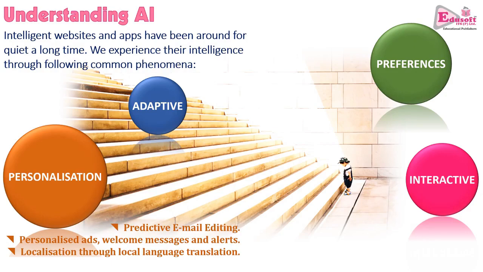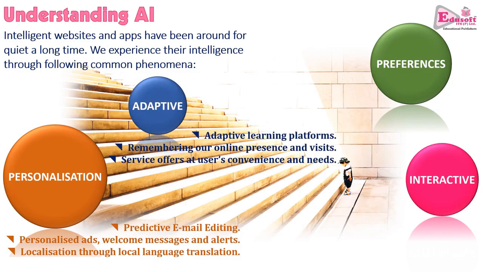The keywords are suggested. We see personalized ads, welcome messages, and a lot of alerts on our mobile phones when we are browsing, which are personalized to our likes and dislikes. Then there is localization through local language translation. If I'm speaking my native language, the website offers to translate into my native language. Many apps have their services available in the language which I understand. The major languages, Hindi or Spanish or French, are not the only ones now. When we talk about localization, even the local language of a country is used: the web page is translated into that, and the content is available in the language of the person using the website.